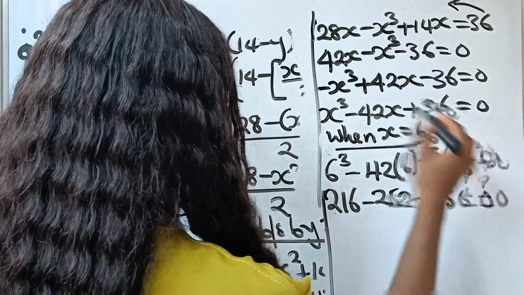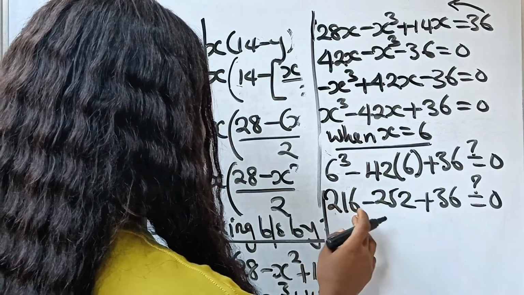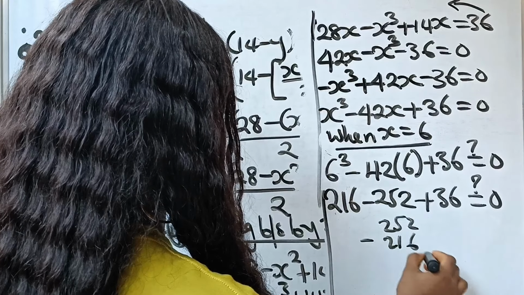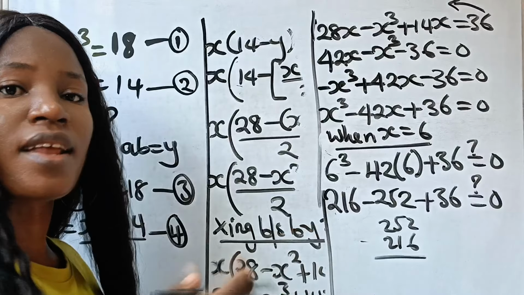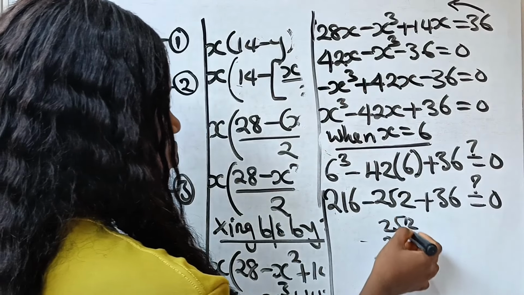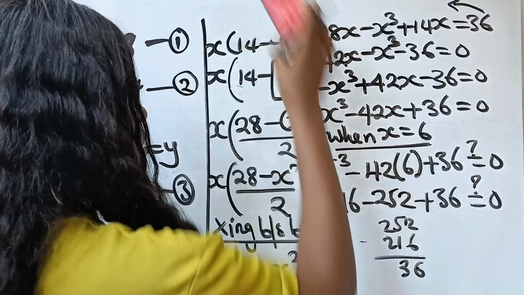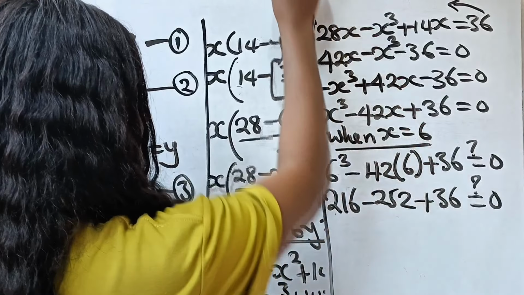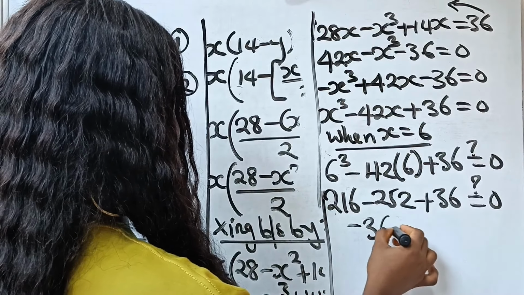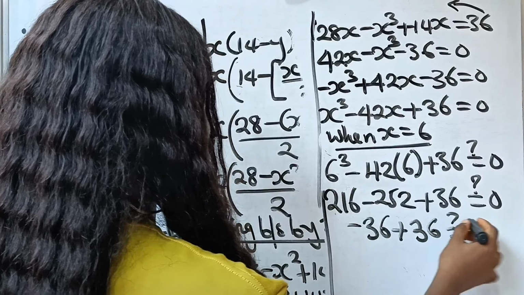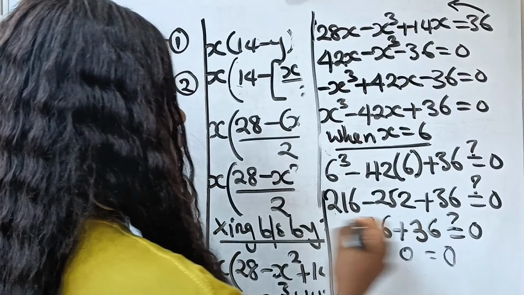Is this equal to 0? So here we have 216 minus 252, which is same thing as 252 minus 216. Well, the answer will be negative, okay? So 12 minus this is 6, 4 minus this is 3. So notice that what we'll have here is negative 36. Then plus 36. Is this equal to 0? So we have 0 is equal to 0.